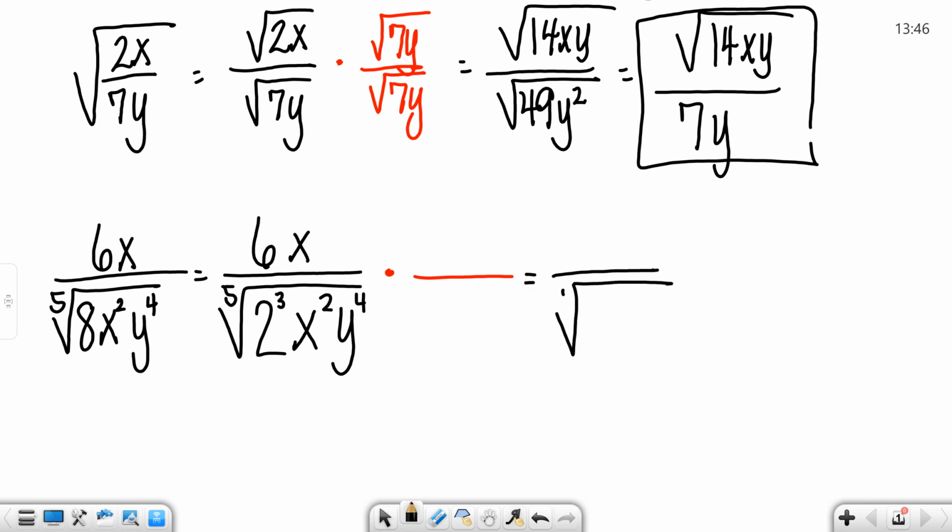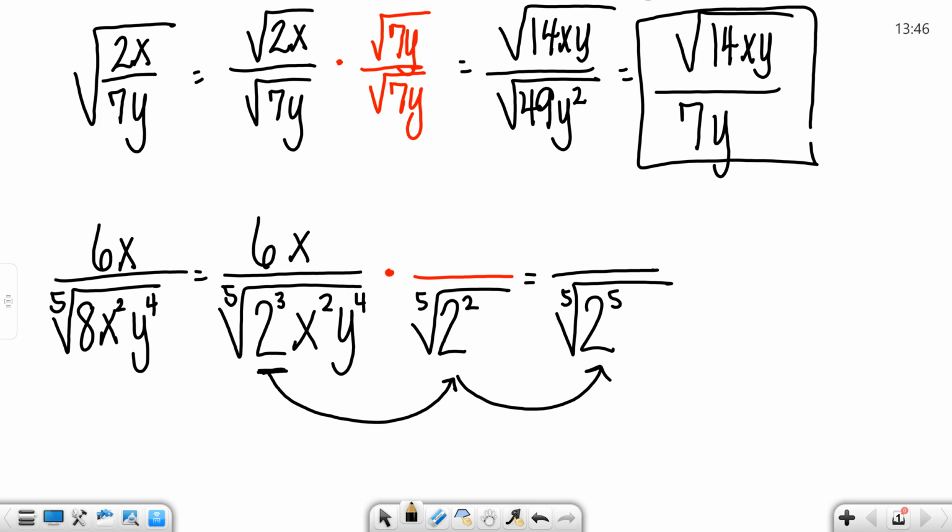Now remember our goal. We want to get the fifth root of something I can take the fifth root of. Well, if I have 2 to the 5th over here, the fifth root of 2 to the 5th is 2, just like with the variables. So, in this radical right here, I have 2 cubed. If I multiply it by 2 squared, that will give me 2 to the 5th.